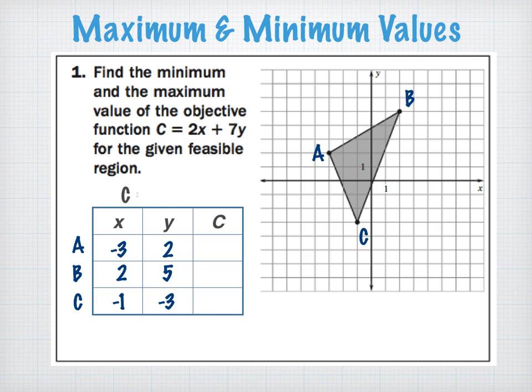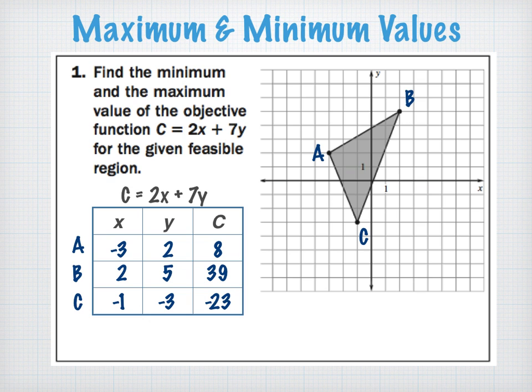Now we'll use the objective function. C, which usually stands for cost, equals 2x plus 7y. And if I substitute -3 in place of x and 2 in place of y, the value of C is 8. For point B, the value of C is 39. And for point C, the value of the function is -23.